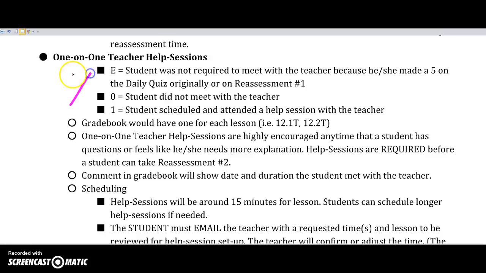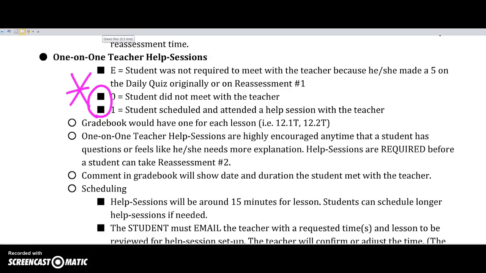So here's the key that you'll see in the grade book. An E is the student was not required to meet with the teacher because he or she made a 5 on the daily quiz originally, or in reassessment number 1. So an E is pretty much, you can think of it as excused. A 0 is the student did not meet with the teacher, and a 1 is the student did schedule and attended the help session with the teacher. So these two are very important, and we're just, again, monitoring to make sure that we're seeing the learning process and that the students are taking responsibility in their learning.